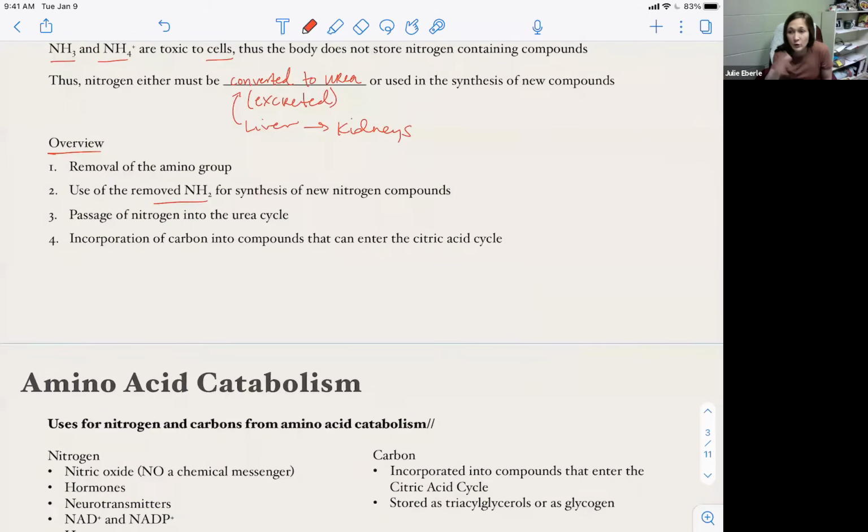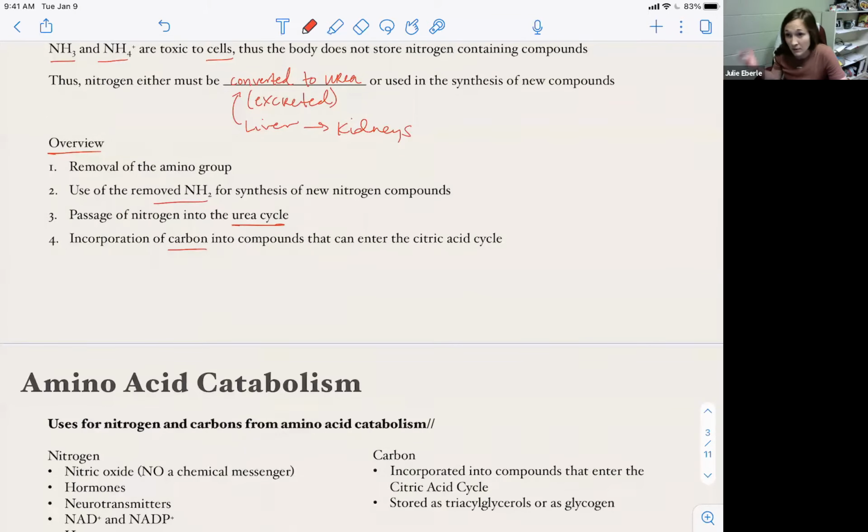Then we're going to talk about, okay, if we're not going to synthesize new compounds, we've got to excrete it. We have a particular cycle for that. So if we're not going to use it for the synthesis of new molecules, we're going to send it to the urea cycle. That's the title of it. And then also carbon. So we don't just want amino acids for their nitrogen. We also want them and recycle them and catabolize them or metabolize them for their carbon atoms. So we could also look at the fate of carbon from amino acid catabolism.